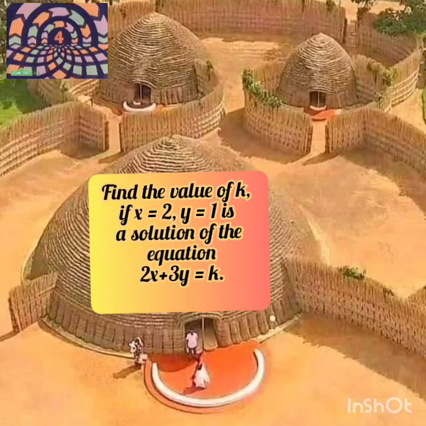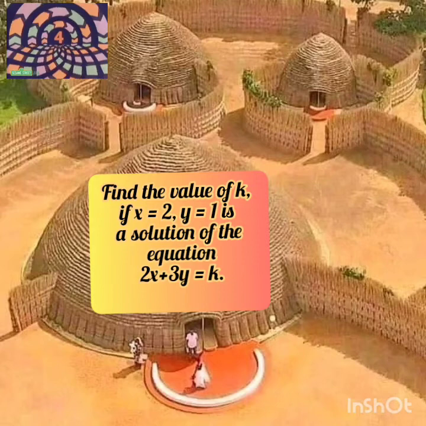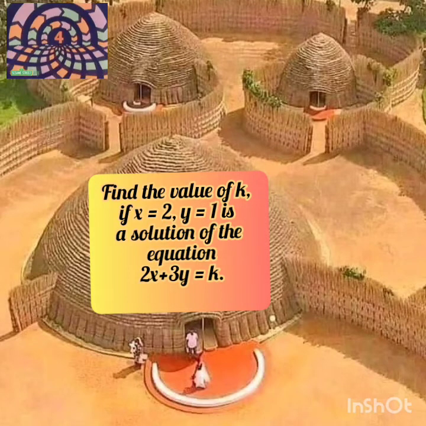Now question number 4 is on your screen, dear student. The question is, find the value of k if x equal to 2, y equal to 1 is a solution of the equation 2x plus 3y equal to k. So my dear student, here the value of k we want to find, that is the unknown variable, and we are given the value of x and y. So first of all, we are going to substitute the value of x and y in the given equation. Let's see the solution.